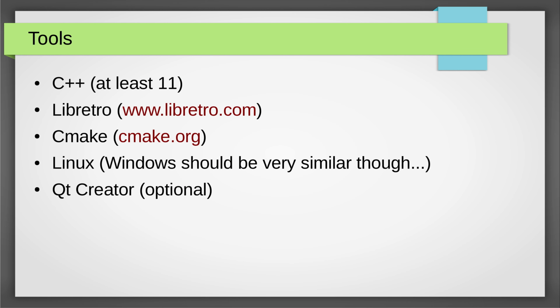In this tutorial we will be using the following tools. We will be using C++. We will need at least a C++11 compatible compiler. The game will be based on the library called Libretro. We will be actually implementing a so-called core for Libretro. We will go into the details later on. The build system will be made using CMake.